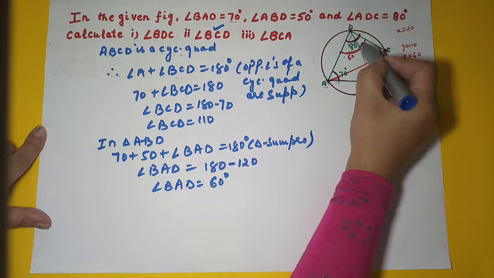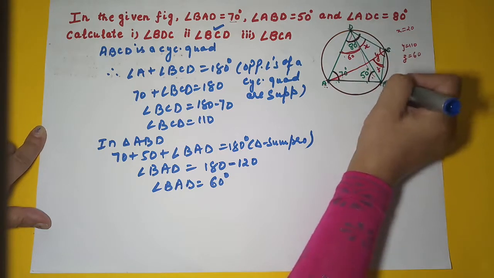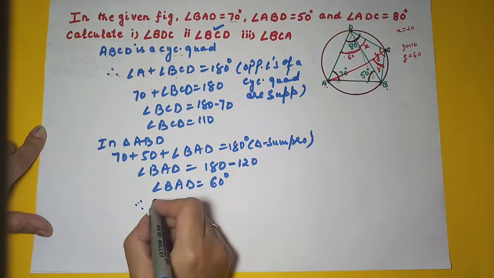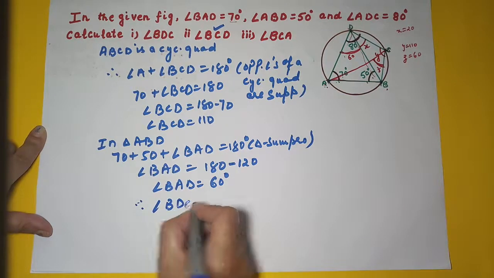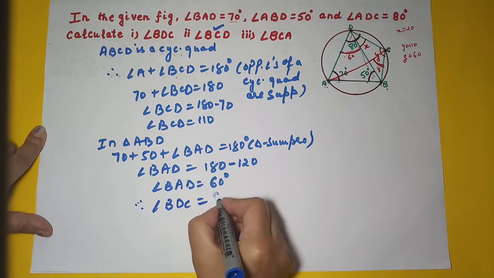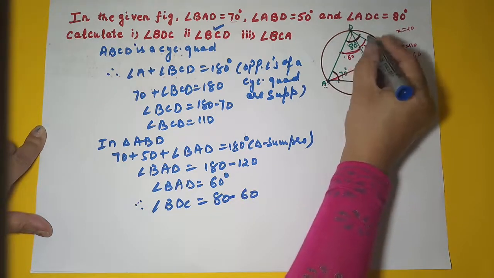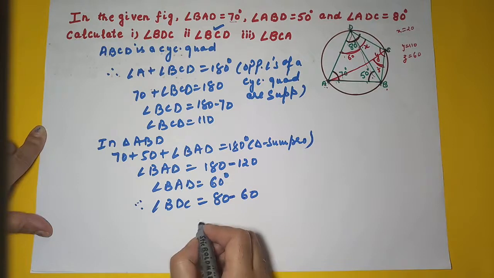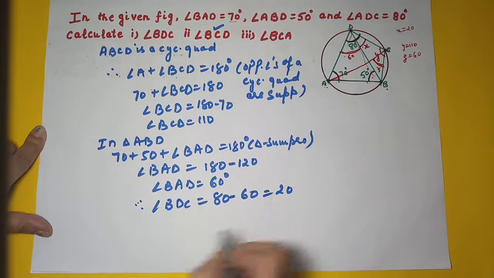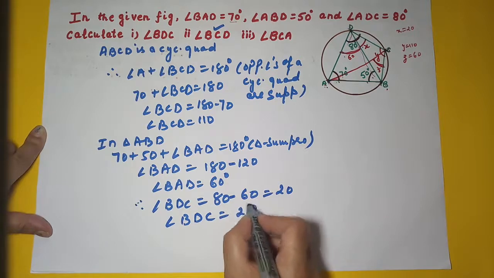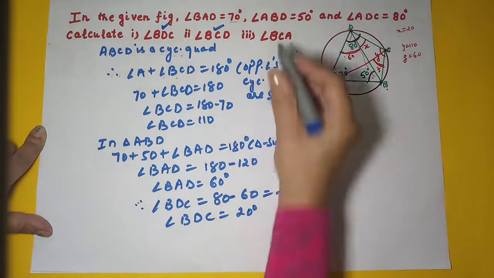Now we have to calculate X. What is our X? BDC, right? Therefore, you can say that angle BDC is equal to 80 minus 60. That is this angle, which is our X, right? So, which is equal to 20. So, you have calculated angle BDC as 20. So, this is also done.